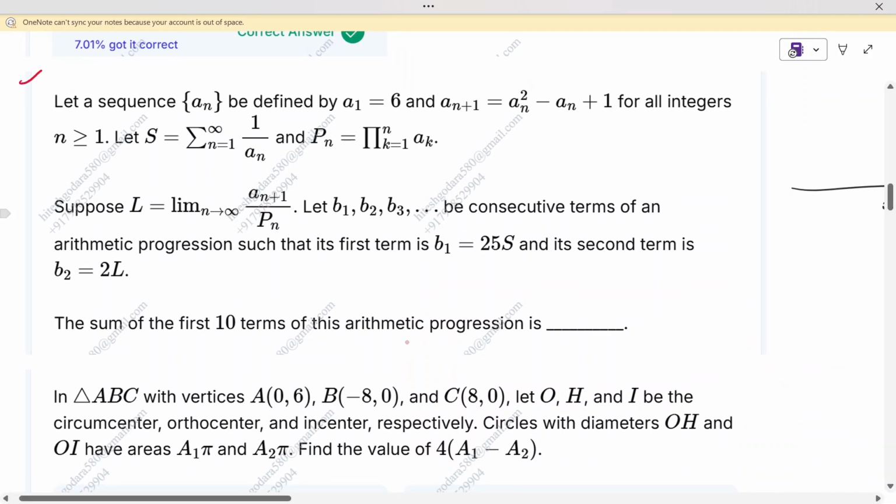Now let's look at this question. This question is quite famous, although I've discussed it multiple times with those friends. So let's write it easy.